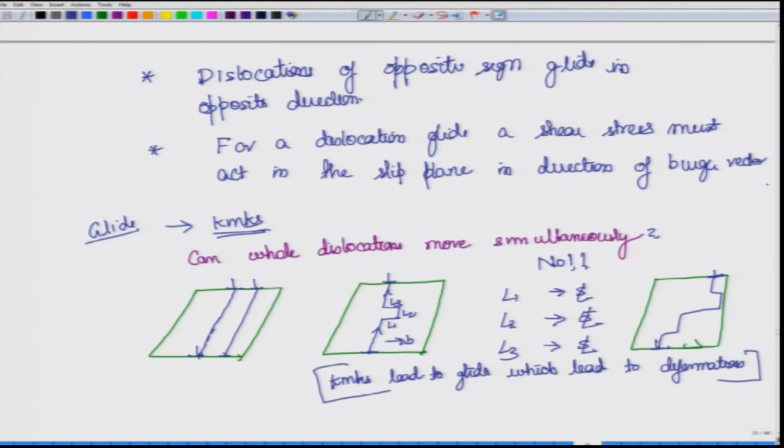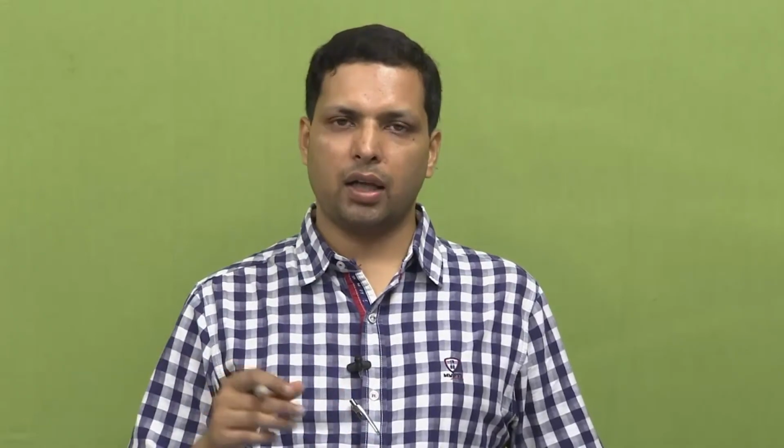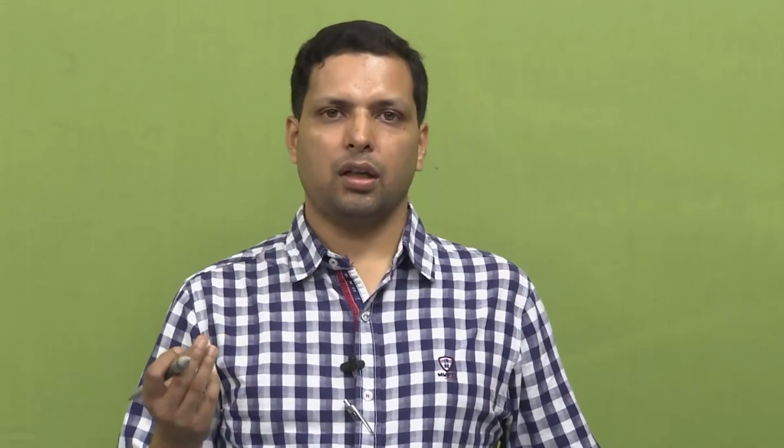Meaning, we started with the whole 3D material and we said no, only one plane would move at a time. Then we said no, one whole plane will also not move at a time, only a small section of it will move at a time, and therefore those small sections when they move lead to the displacement of the whole dislocation, which in turn leads to the strain in the material.